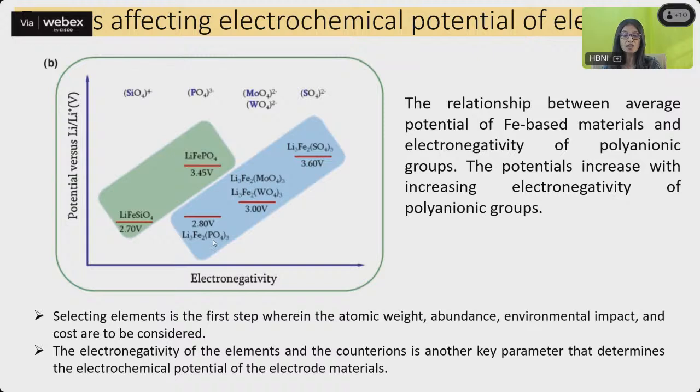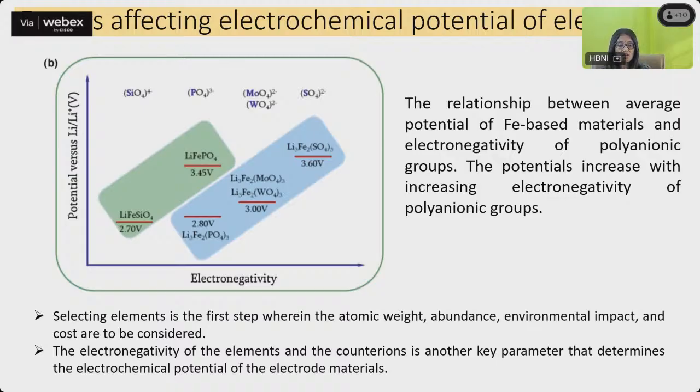This is how you will find that when you are moving from a phosphate to a molybdate to a sulfate, in the case of these Li3Fe2 systems, the lithium ferrous sulfate has a high potential of around 3.6 volt, and it has very high electronegativity. Why? Because these counter anions have a very high inductive effect, so that gives rise to a lot of electronegativity. And if electronegativity is more, then the ionic bond strength is going to be more, and in that case the electrochemical potential is going to be higher for these groups.